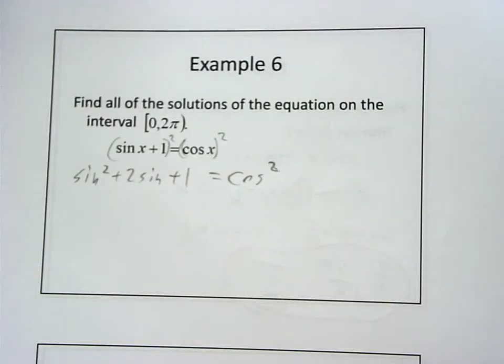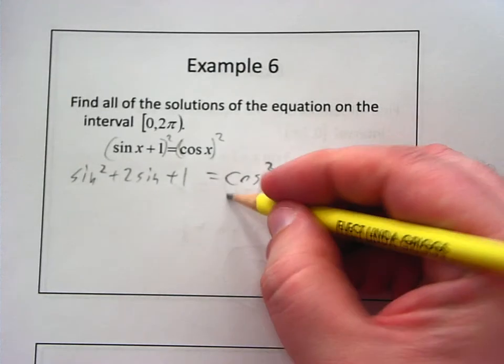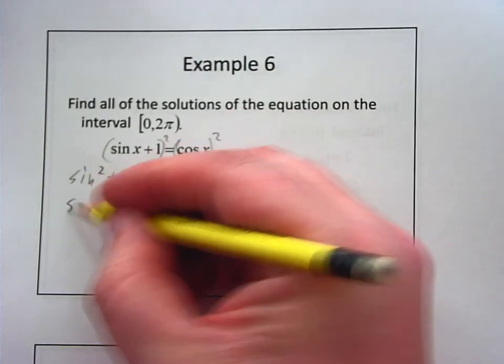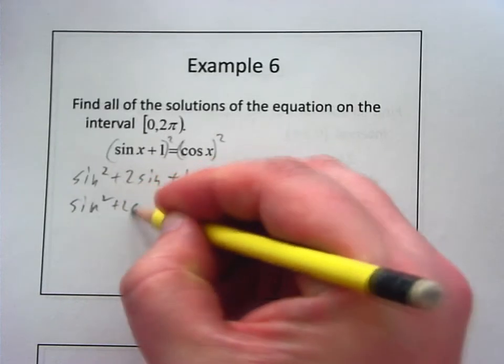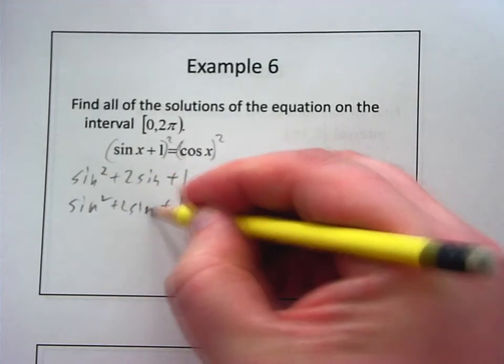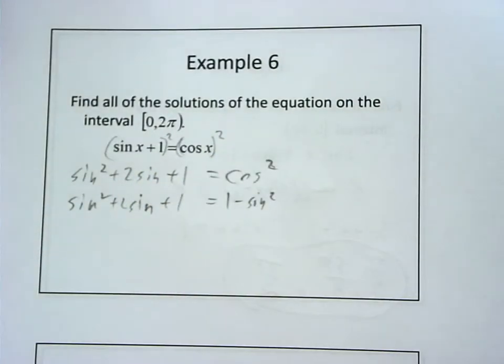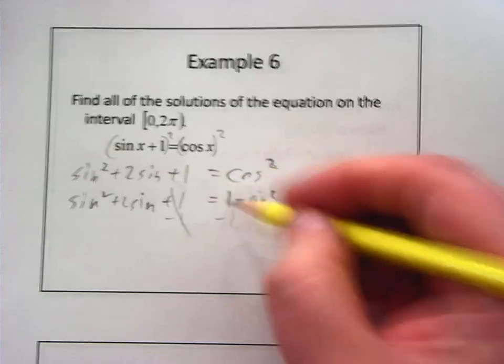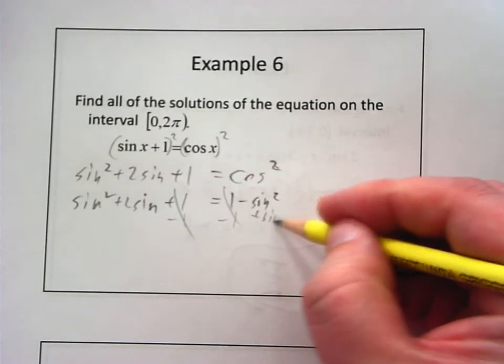Then cosine squared is 1 minus sine squared. Replace cosine squared with 1 minus sine squared. So now you're at least down to the same thing. Then what? Move all over to the left. So I'm going to subtract 1. Those will go away. And add sine squared.